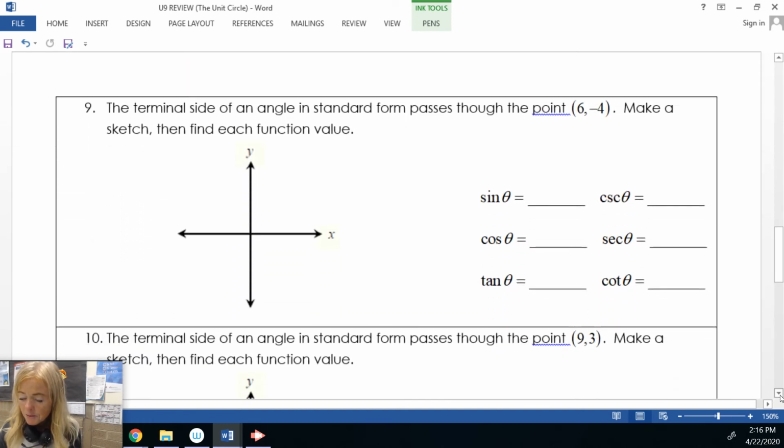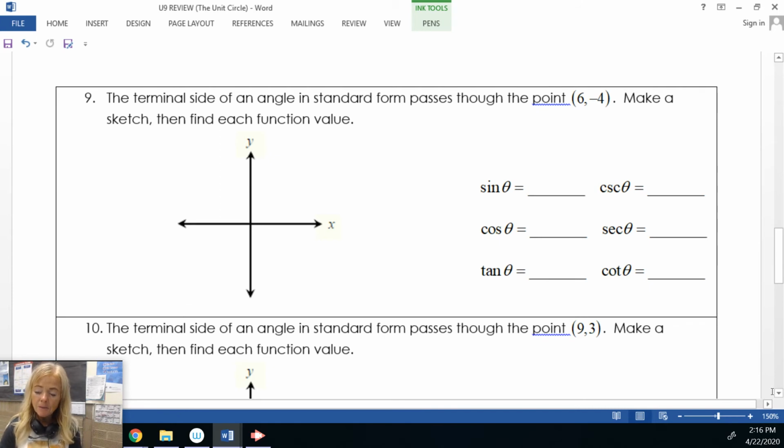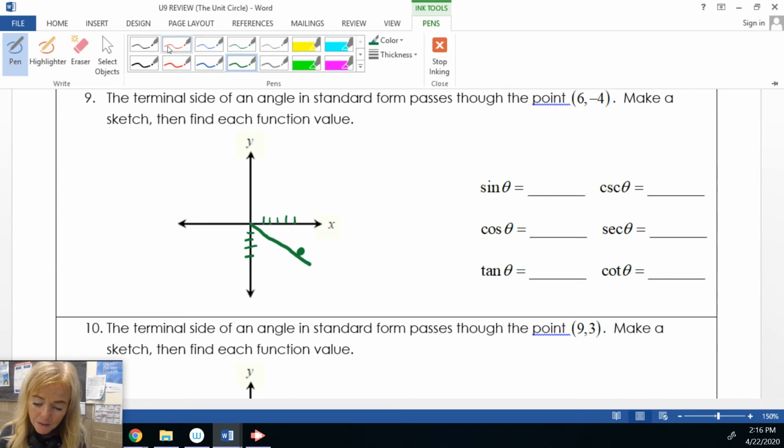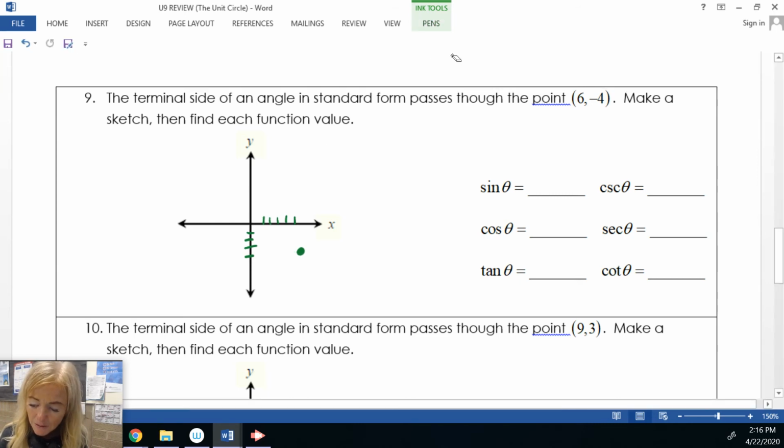Next one says the terminal side of an angle in standard form passes through the point 6, negative 4. Make a sketch. So we want to go over 6 and then down 4 to get to that point right there. Whoops, I sort of missed it, so I couldn't see past my arm. Try it again. So negative 4 and positive 6 as my coordinates. That's 6, negative 4. Ties back, makes a right angle there and a theta there.